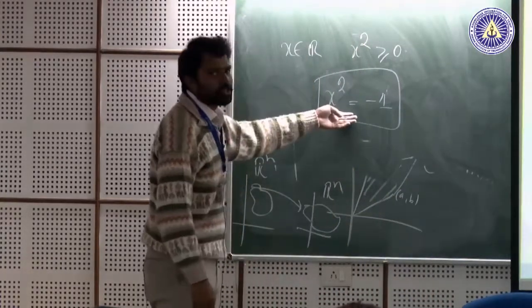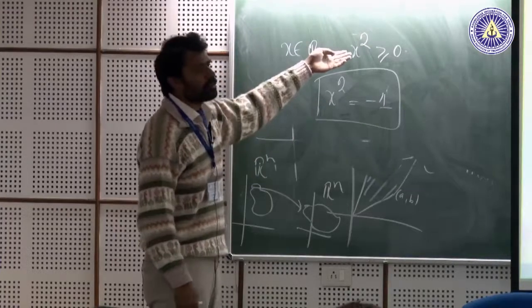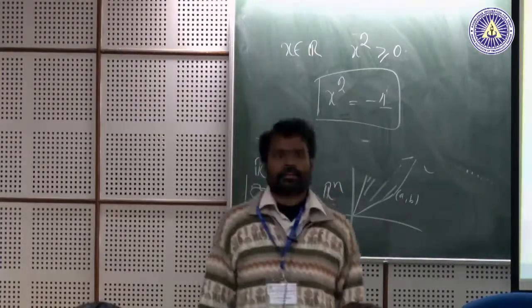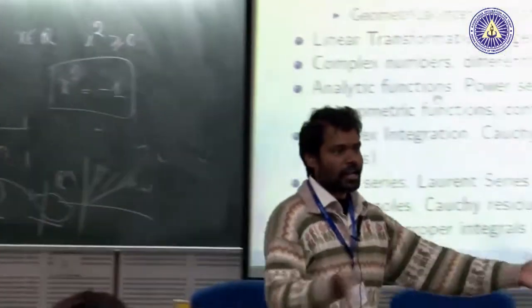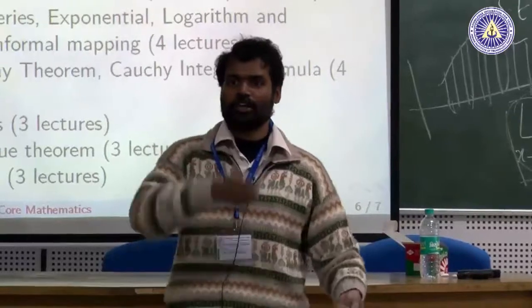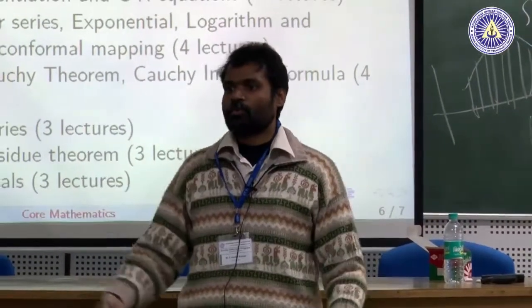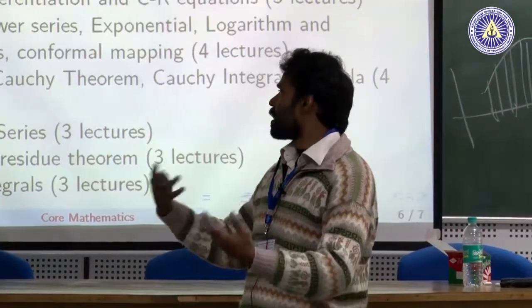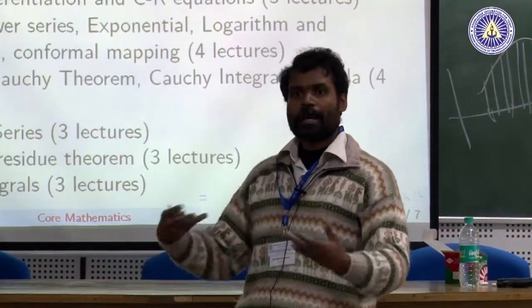Why would I ask this question when I already know the square of every real number is non-negative? I have a result in real analysis telling me that if I square any real number, it is always going to be a non-negative number. Then why would I ask this stupid question: what is the number whose square is minus 1?